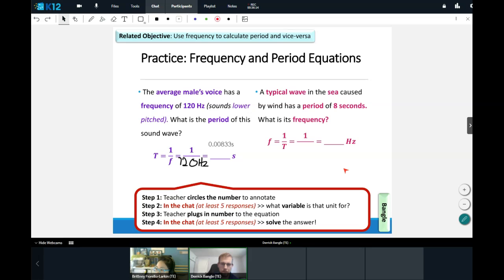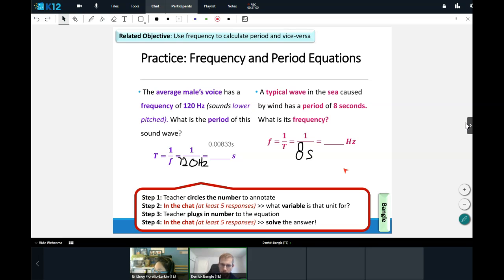And then a typical wave in the sea caused by wind has a period of 8 seconds. Now we need to know the frequency instead of the period. So if we have 8 seconds, we draw an 8 down here. 1 divided by 8 should give us what? Go ahead and give me an answer in the chat. We shouldn't have to round this at all. Thank you, Cody, Noah. Yes, Lexi.